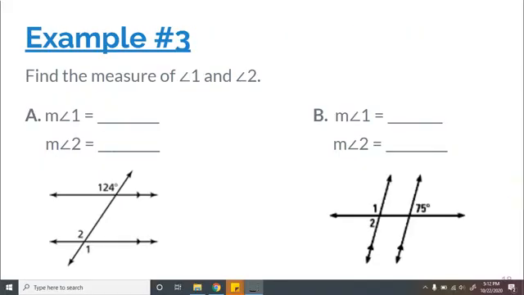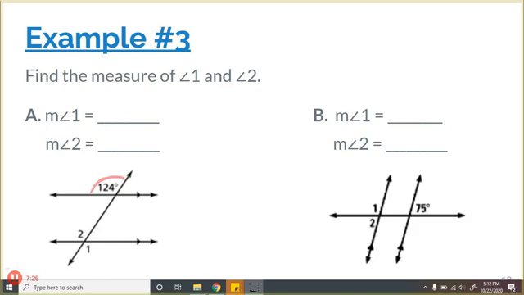For example 3a, we're finding the measure of angle 1 and the measure of angle 2. So we're going to start off with the angle that we know, which is the angle that measures 124 degrees. And so I'm going to ask myself, do I know another angle relationship in this picture? And I do. Angle 1 is an alternate exterior angle to the 124 degree angle. They're both on the outside, but they're on the opposite side of the transversal. And we just learned that alternate exterior angles are congruent. So if my one angle is 124, that means angle 1 is also 124 degrees.